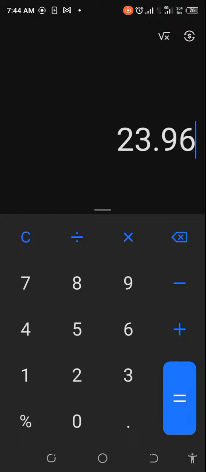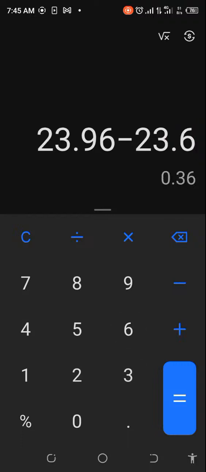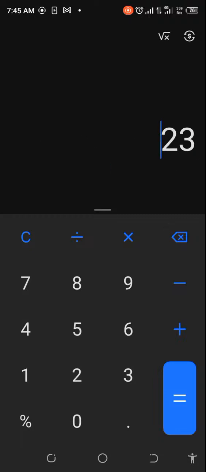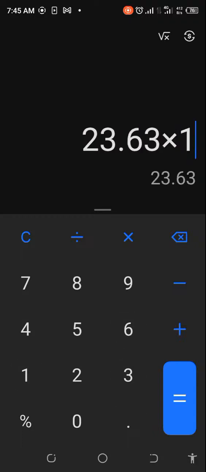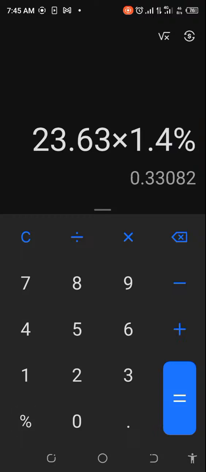Let's multiply this. That's 23.96 minus 23.63. We're going to use 23.63 for this calculation because that's what actually came in. If we multiply that by 1.4, that means, if all our funds were in KuCoin and we didn't have to transfer, it would actually be a 1.4% profit margin trade.